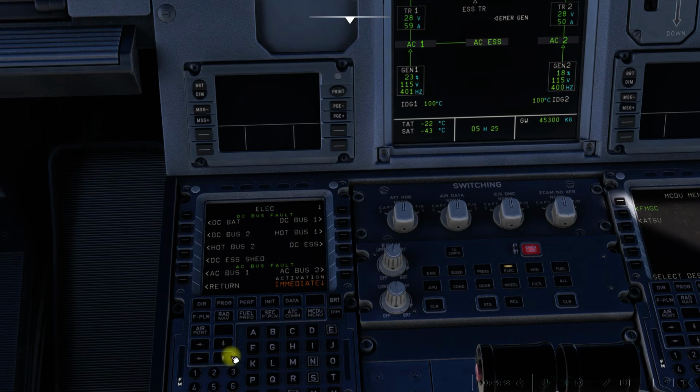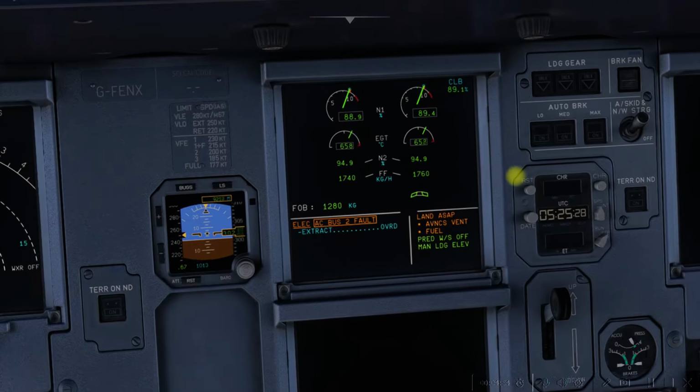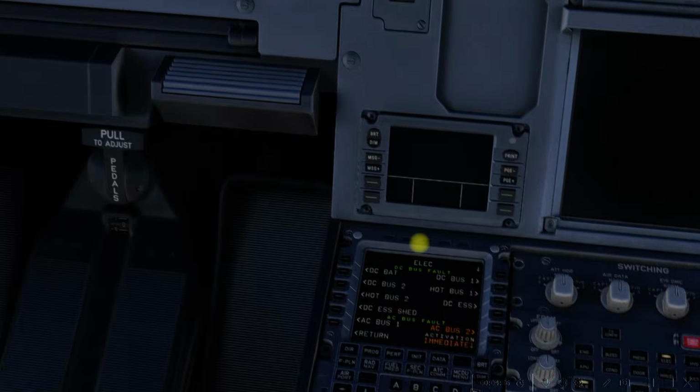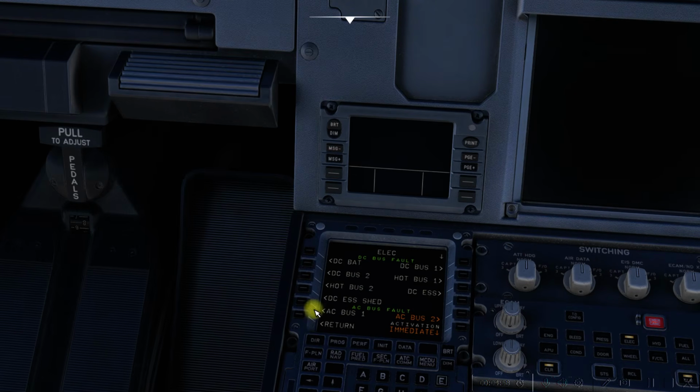Okay, so it's going to happen very quickly. Just watch very quickly, guys. So I'll fail AC bus 2 first. So AC bus 2 is gone. Okay, and I'm very quickly going to fail AC bus 1.